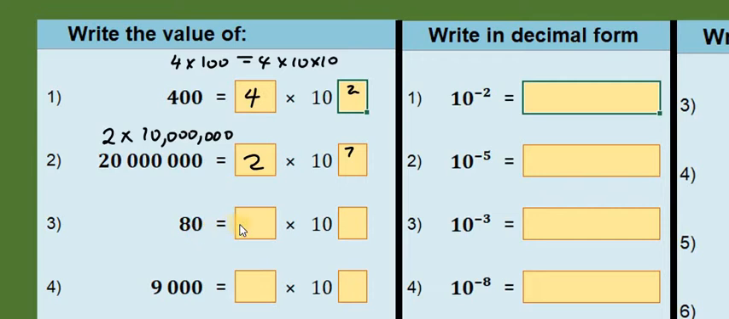Now, what about 80? 80 can be written as 8 times 10. And so we'll say 8 times 10 to the 1 power.